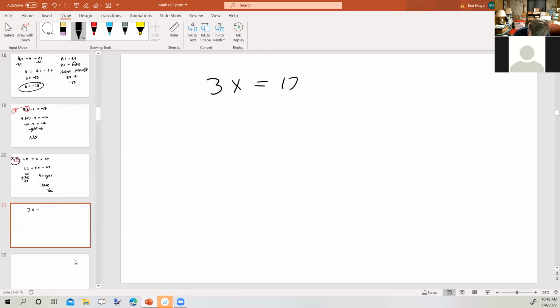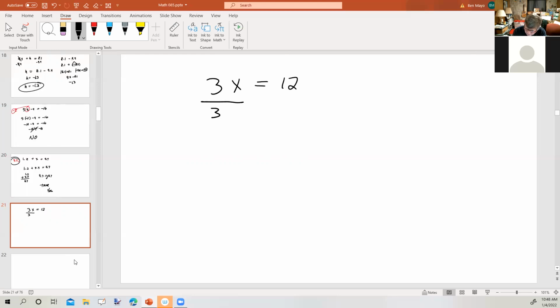3x equals 12. There's just a single term on the left side of the equation, 3x. So we're not going to add or subtract anything at this point, but we need to get x by itself. Since x is being multiplied by 3, we need to divide it by 3.